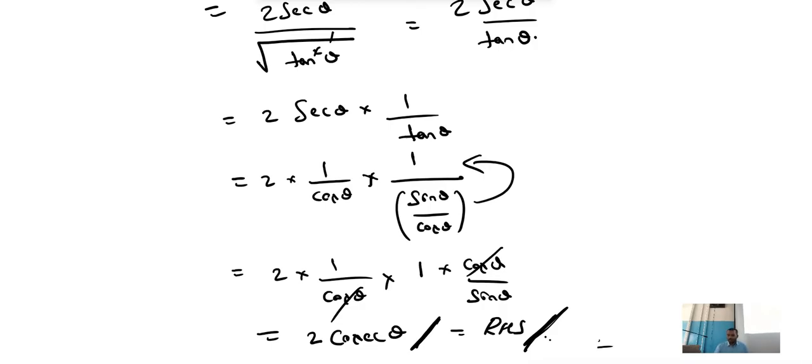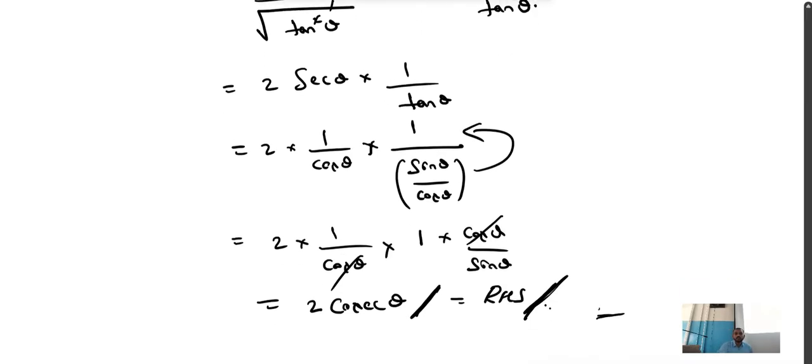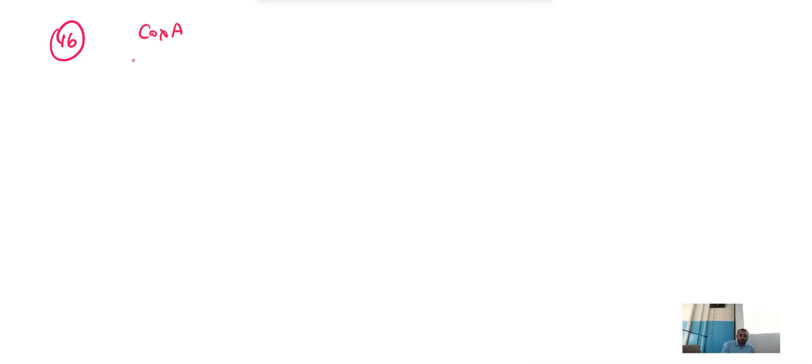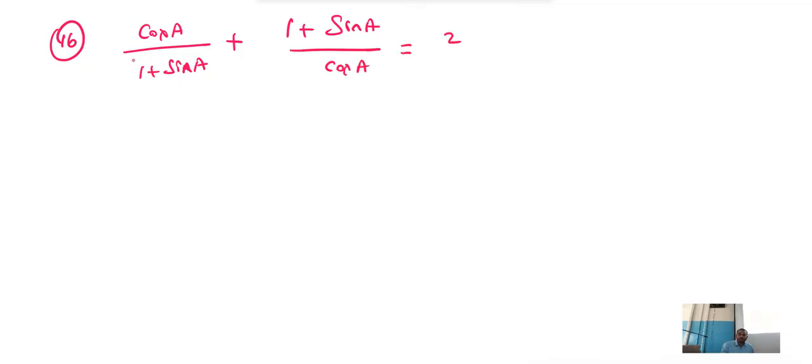Here. Next. Question number 16. Make a note. Question number 16. Prove that it's very important. Please put a star mark for this. Prove that cos A by 1 plus sin A plus 1 plus sin A by cos A is equals to 2 secant A.